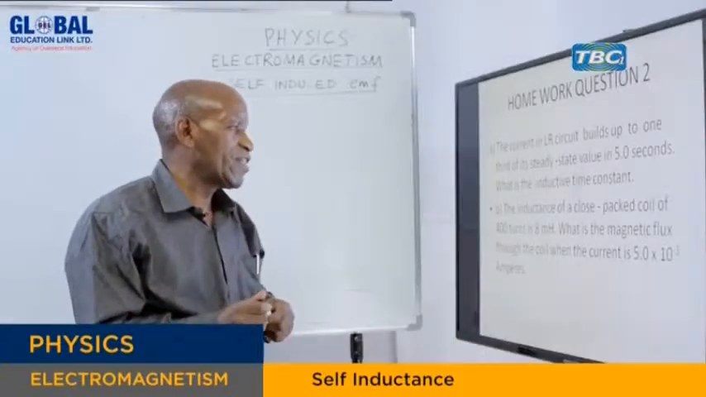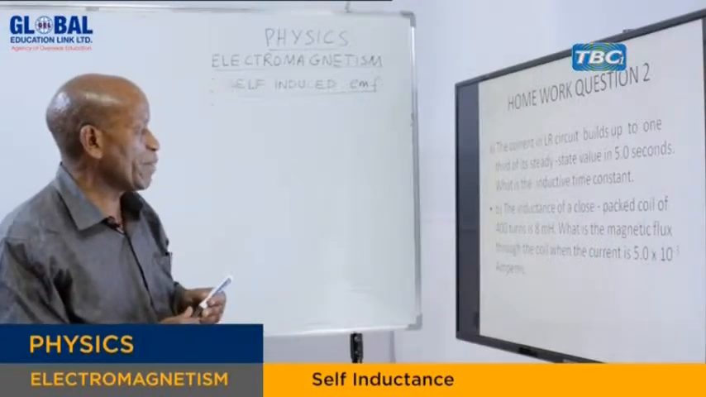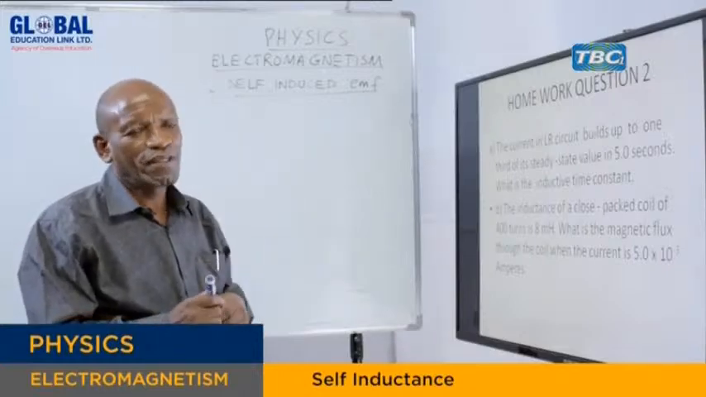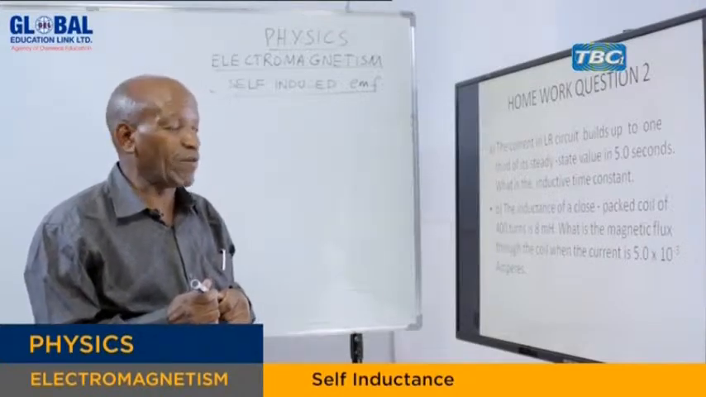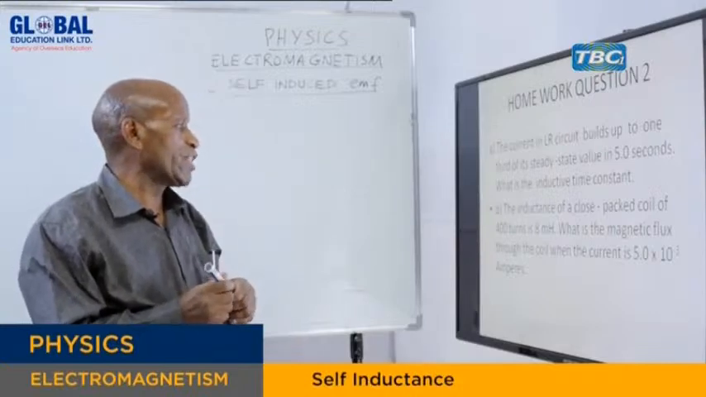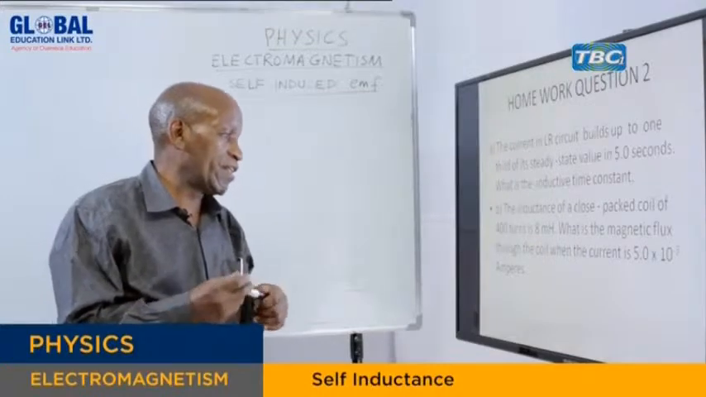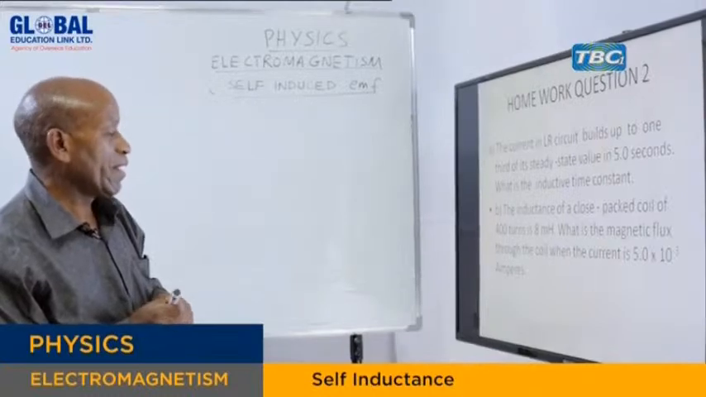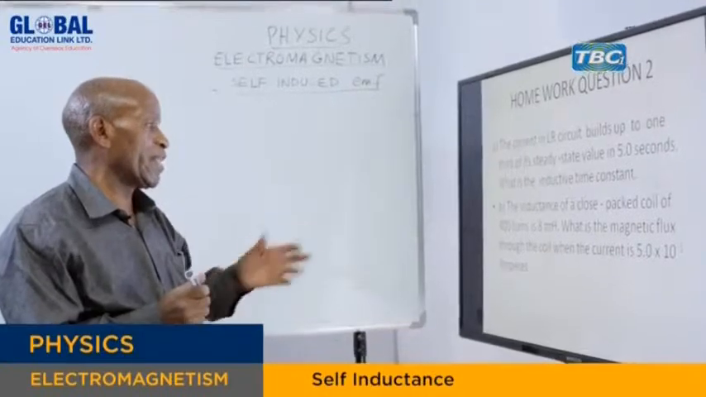The first question, as I'm giving you as homework, concerns the circuit that contains an inductor and a resistor. As we have already seen from our first model question we just solved, you really need to refer to that particular formula to determine the inductive time constant, which comes from the formula L over R. Through that, you can compute and obtain the inductive time constant.